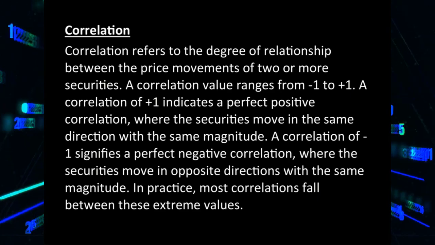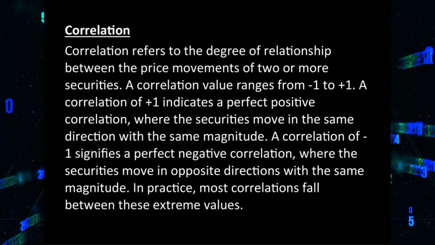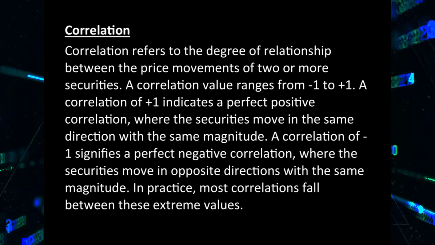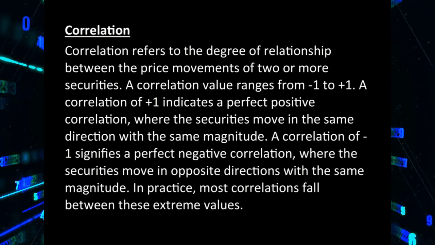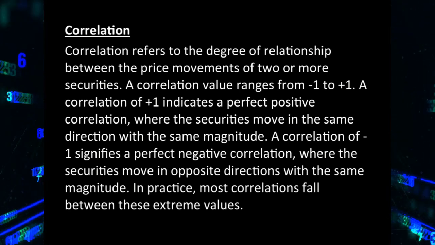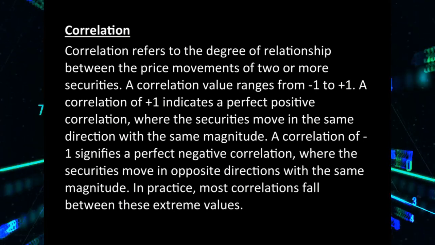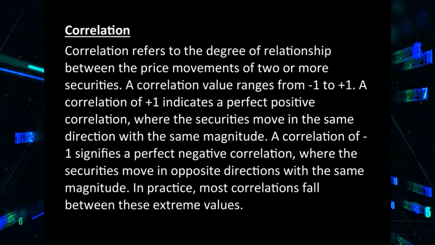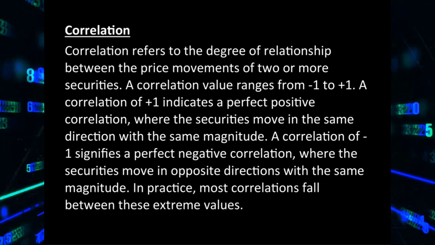Correlation. Correlation refers to the degree of relationship between the price movements of two or more securities. A correlation value ranges from -1 to +1. A correlation of +1 indicates a perfect positive correlation, where the securities move in the same direction with the same magnitude. A correlation of -1 signifies a perfect negative correlation, where the securities move in opposite directions with the same magnitude. In practice, most correlations fall between these extreme values. Diversification is often used to reduce portfolio risk by combining assets with low positive correlations, as this can help mitigate the impact of poor performance in any single security.